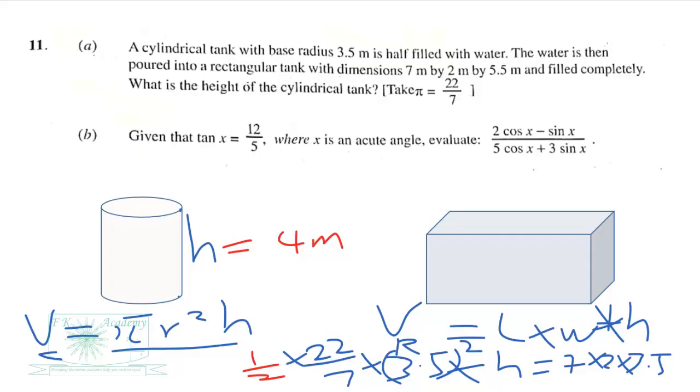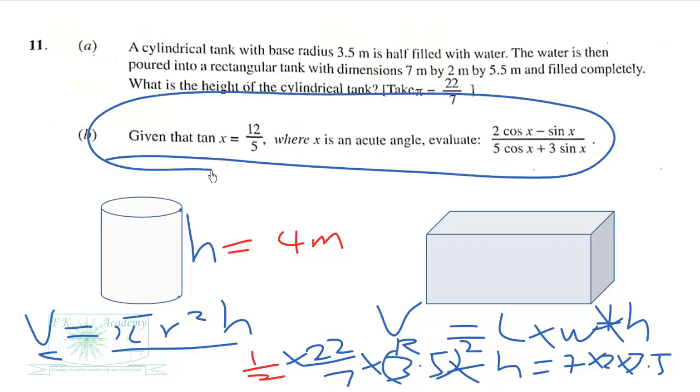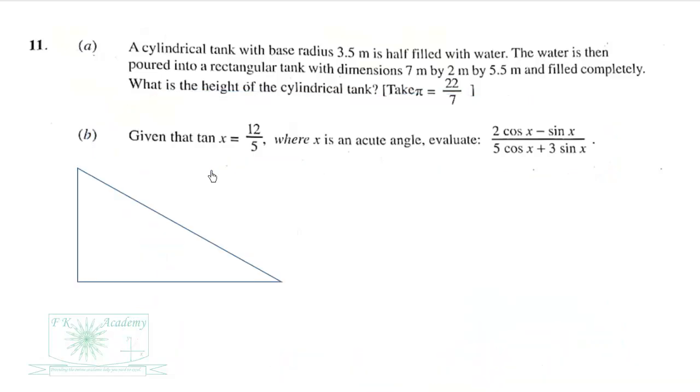Given that tan x is equal to 12 over 5, where x is an acute angle, evaluate (2 cos x minus sin x) over (5 cos x plus 3 sin x). So we can draw a right angle triangle like this. Then we can fix our angle here, x degrees is here. And then we're given that tan x, which is opposite over adjacent. So the opposite is 12 units, and the adjacent is 5 units.